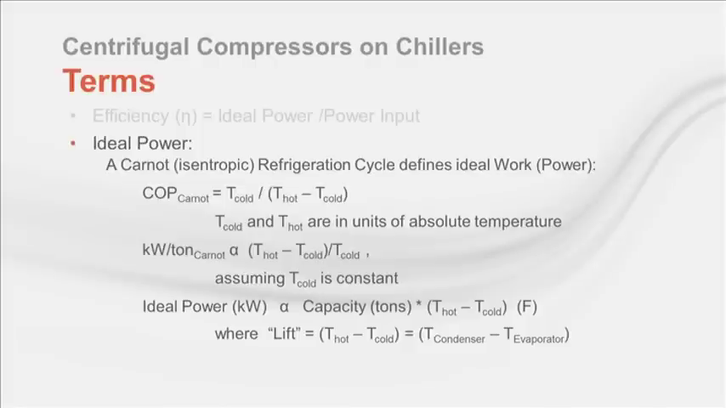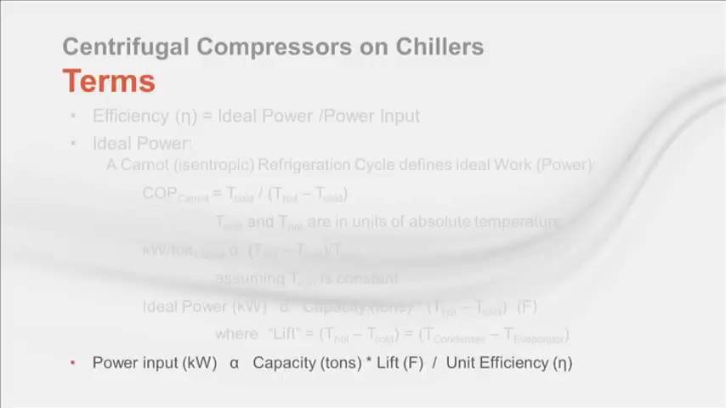If we assume that the cold temperature remains constant, then we find that the ideal power is proportional to the capacity in tons multiplied by the temperature lift. Letting lift be equal to the difference of the leaving condenser water temperature and the leaving evaporator water temperature, we find the actual power input is proportional to the capacity in tons multiplied by the lift and divided by the unit efficiency. Now let's take a look at how this relationship can be used to predict unit performance.